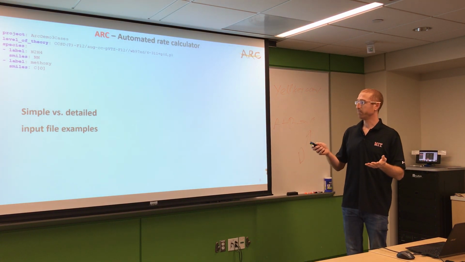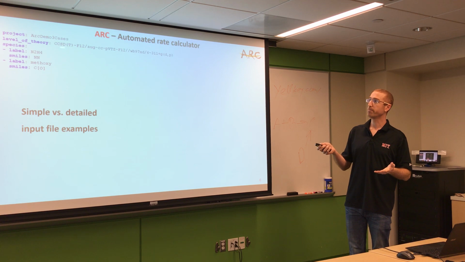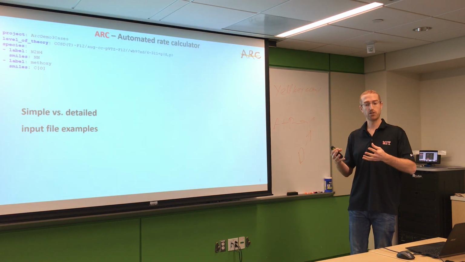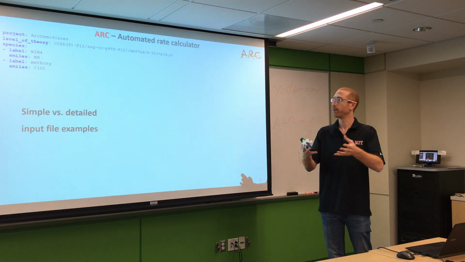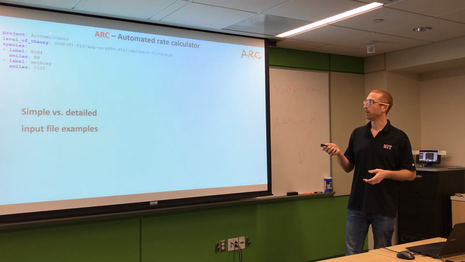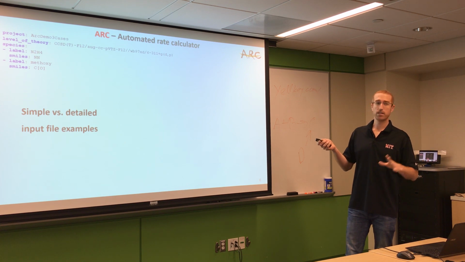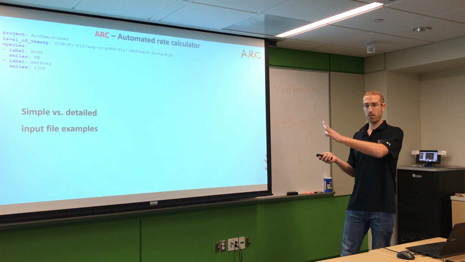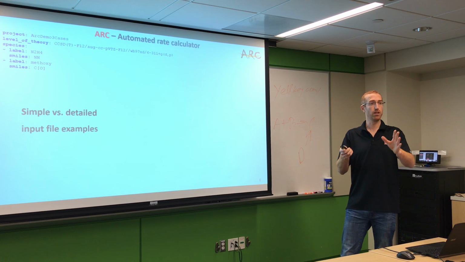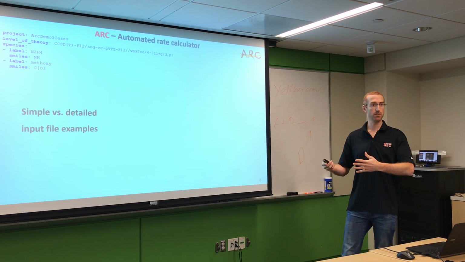So here's a very simple input file. Just give a project name. It's important. You'll later make a folder with that name, so it should be a legal folder name as well. The level of theory you would like to use, flexible as well. Species you care about. So we have a label and we have SMILES, and you're done. Once you specify that, pretty much Arc will give you thermodata for these species.